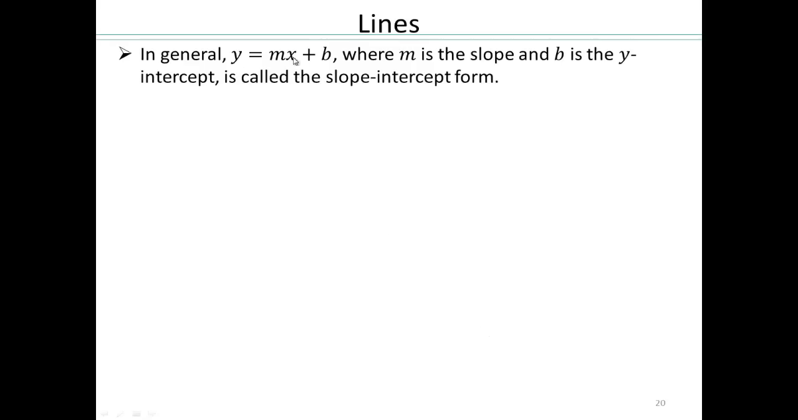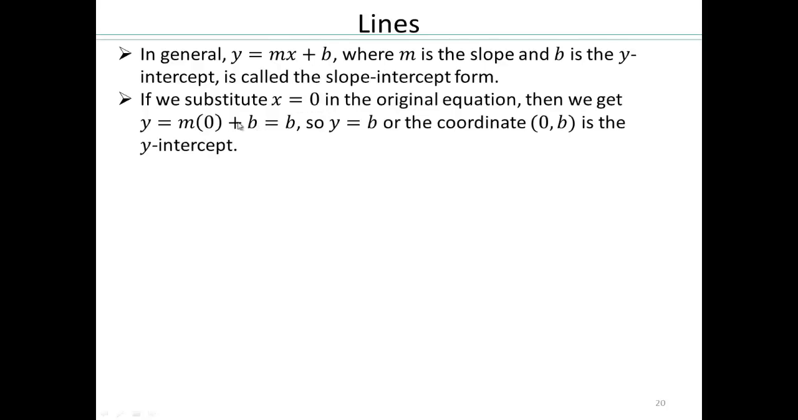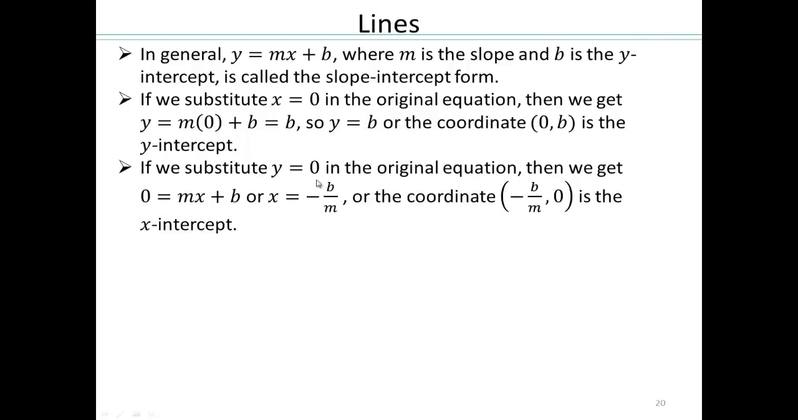So in general, y equals slope times x plus b, where we just saw that b is the y-intercept and m is the slope. The equation of a line in this form is called slope-intercept form because of what it gives you. If we substitute x equals 0 here, you can see y equals b is the y-intercept. So (0, b) is the y-intercept. If we substitute y equals 0, x equals negative b over m is the x-intercept.